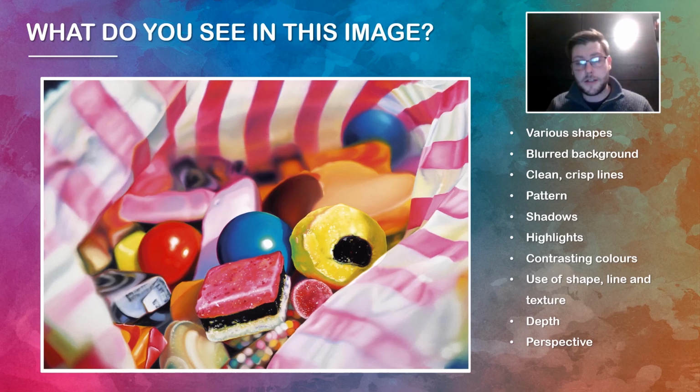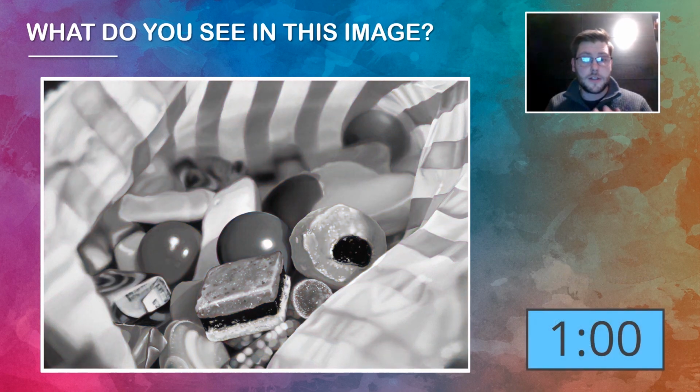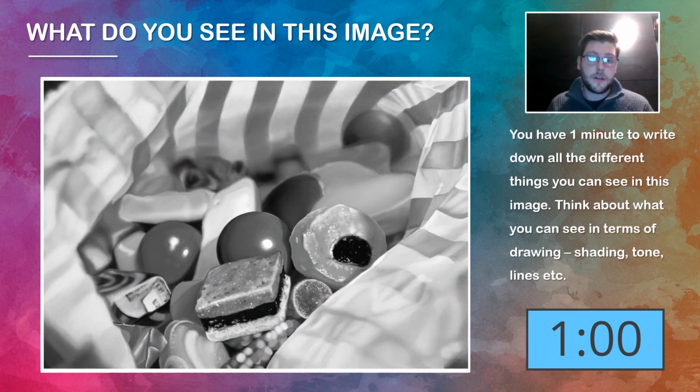And the next part is I'm going to simplify this image a little more, and I want you to do the same thing. So this task, 1 minute again, and you need to write down all the different things that you can see in the image now. Now remember, I can point out the first thing that's not there anymore, and that is color. So you can now have 1 minute to write down what you see this time.